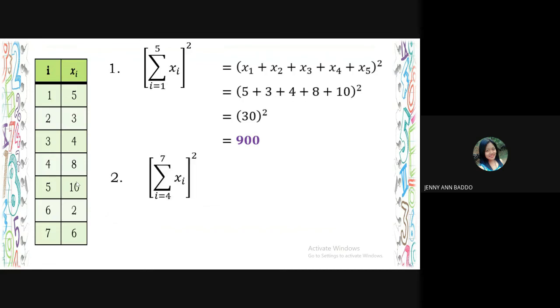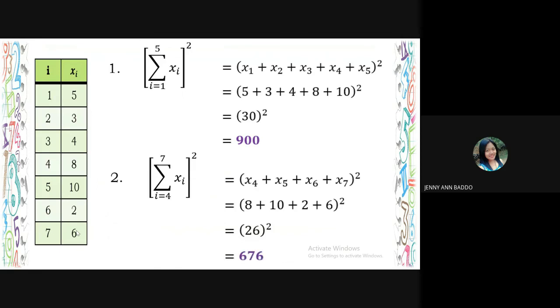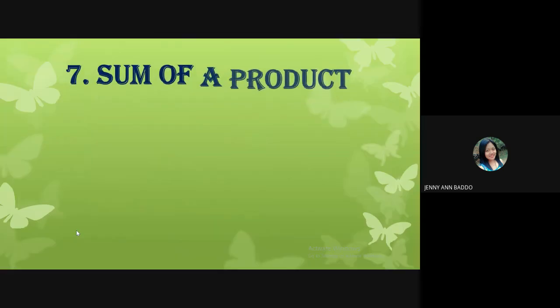Another example. Square of the summation of x sub i, where i ranges from 4 to 7. Expanding the given summation notation, we have the square of the sum of x sub 4 up to x sub 7. Now, by substitution, we have 8 plus 10 plus 2 plus 6, and that is 26 squared. So, we have 676.